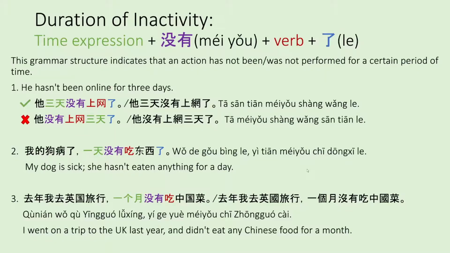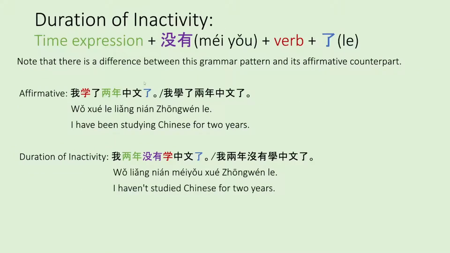So note that there is a difference between this grammar pattern, the duration of inactivity grammar, and its affirmative counterpart. So the affirmative counterpart, you could say something like 我学了2年中文了. I have been studying Chinese for 2 years. So you have been doing the action. But with duration of inactivity, you would say something like 我2年没有学中文了. I haven't been studying Chinese for 2 years. So here we have the action not being done for a certain period of time.